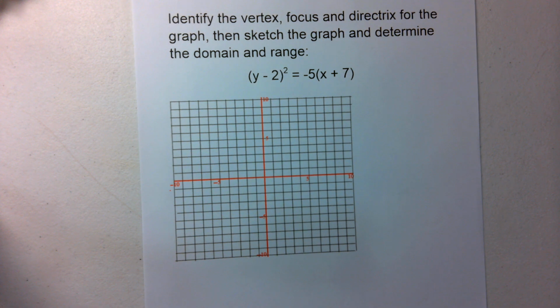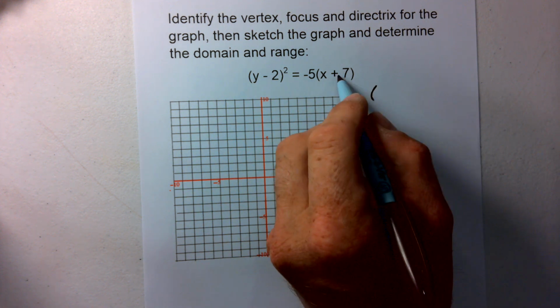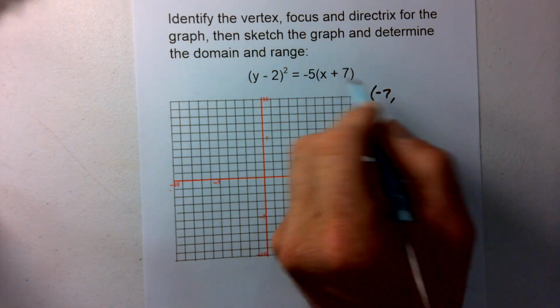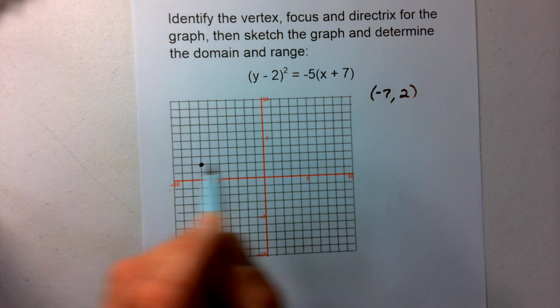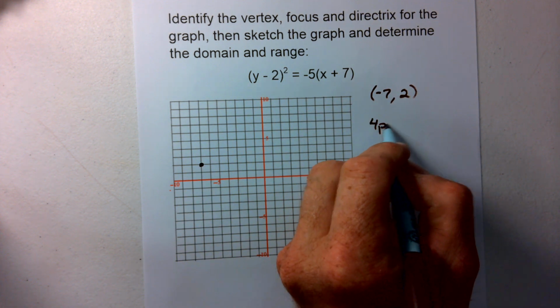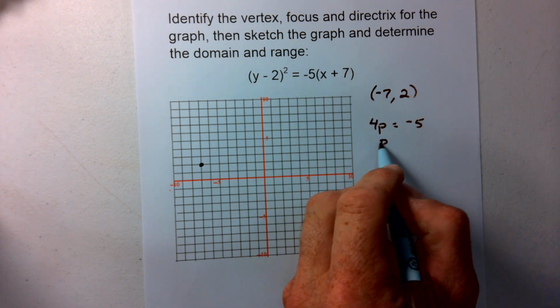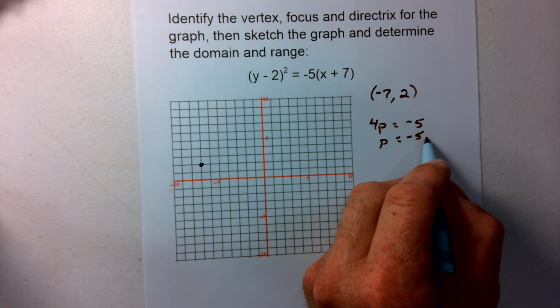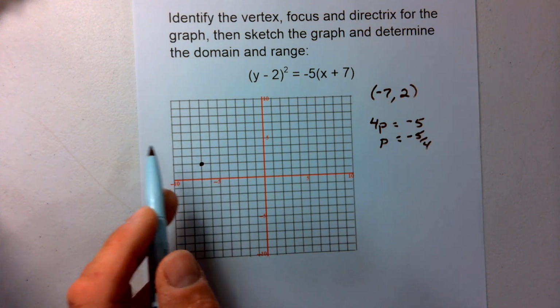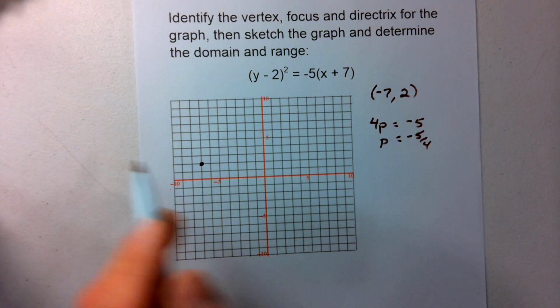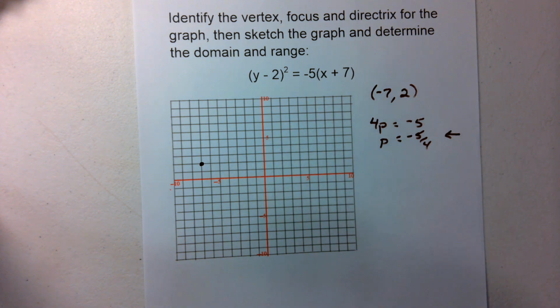We have one more. It's going to be another sideways parabola. We're going to see that p-value being negative, though, this time. So our vertex is going to be at negative 7, 2. So we can go ahead and label that negative 7, 2. I know that 4p has to equal negative 5, so if I divide by 4 over, I get negative 5/4. So my p-value tells me that I'm going to open up in the left, or the negative fashion.